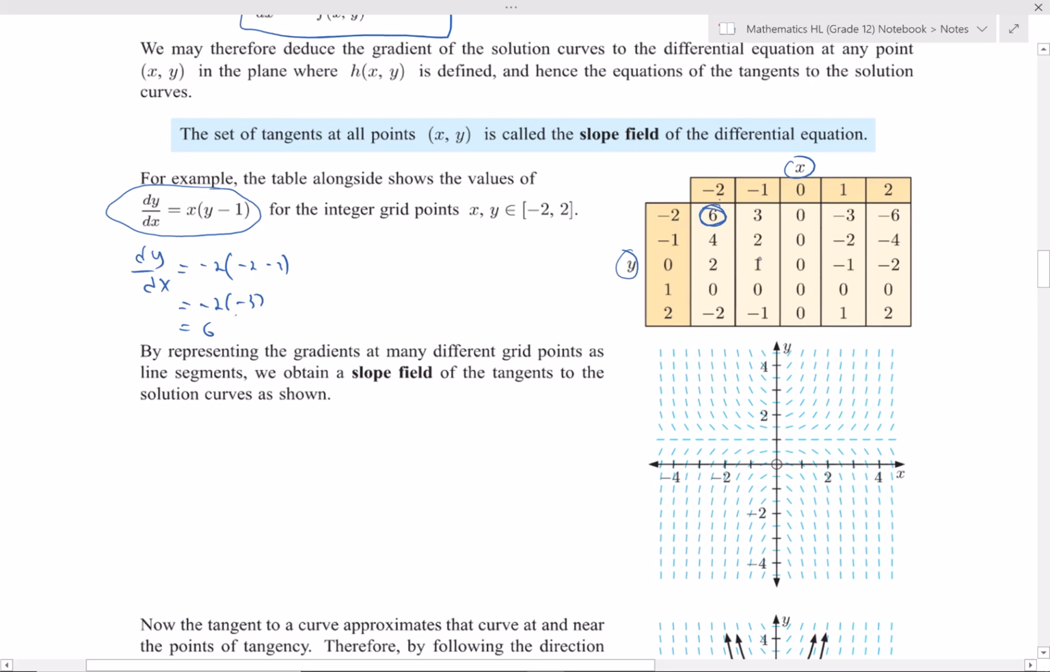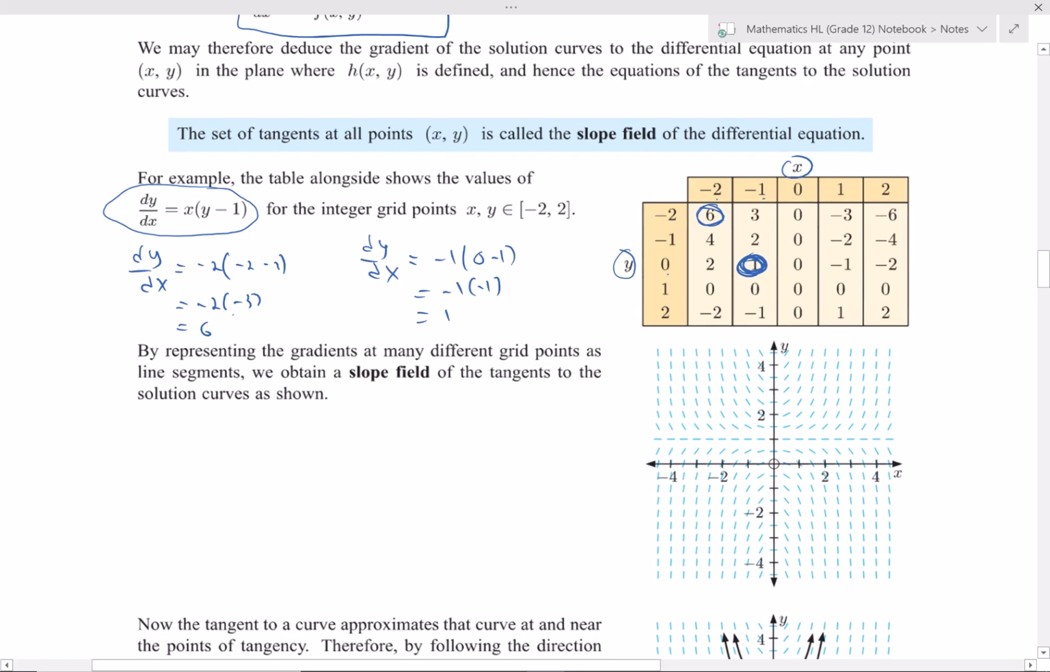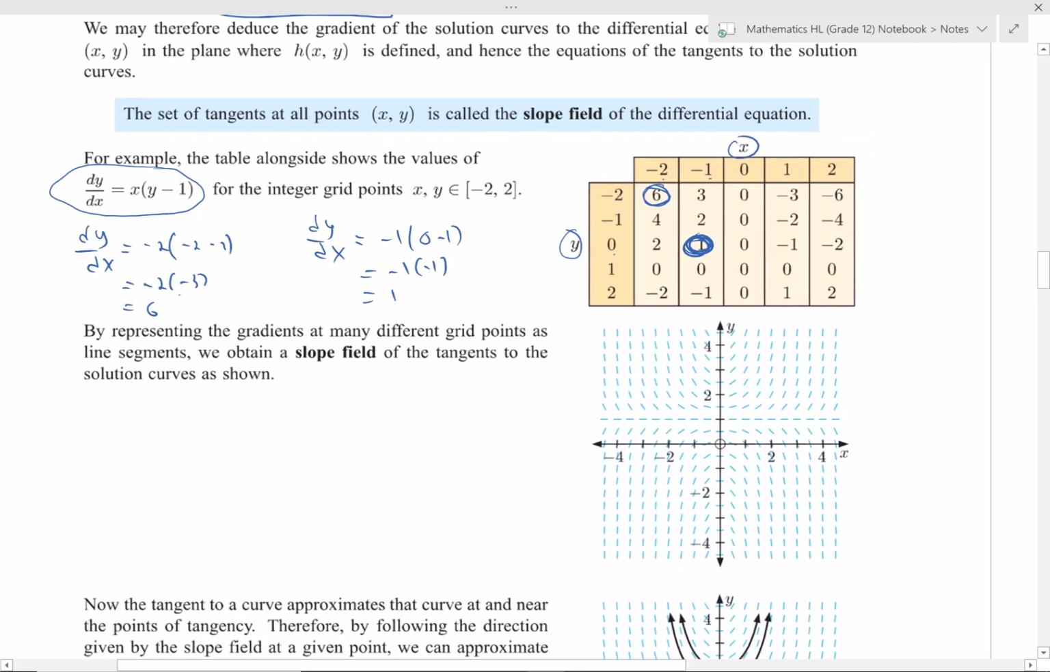Another example is if you plug in 0 and -1, 0 for y and -1 for x, you get -1 times -1, which is 1, right? Hence how they got this 1. And they did that for all these points. And then what you would do is you would basically graph the tiny little slope that has this value for a slope, right?